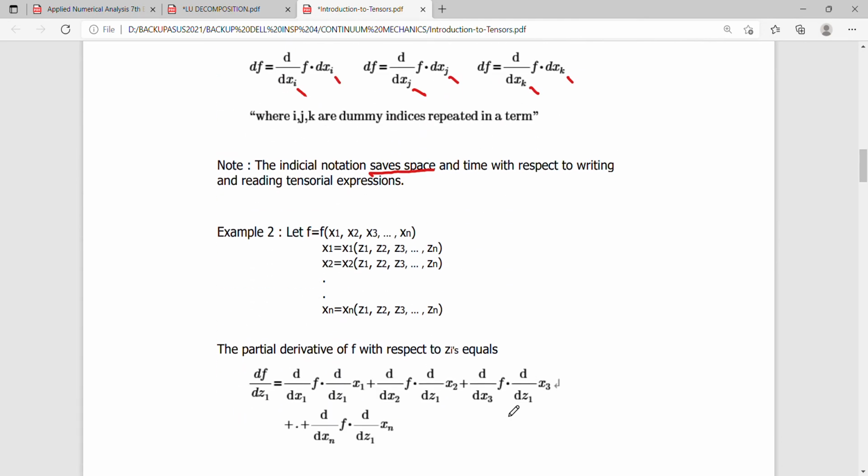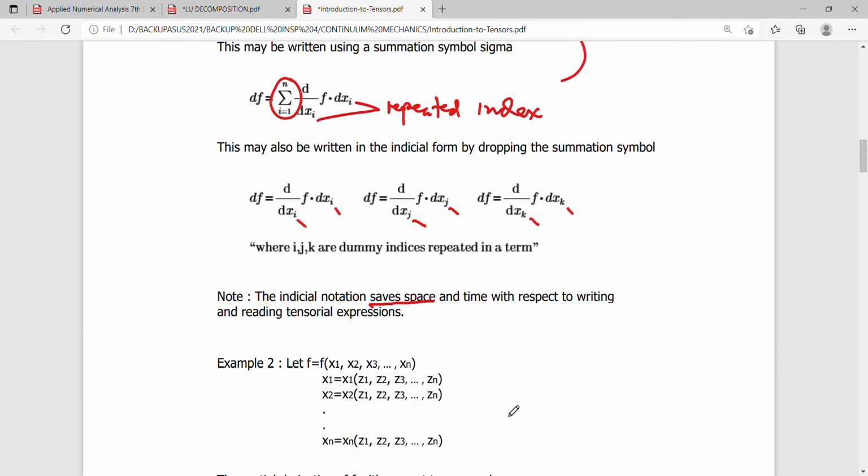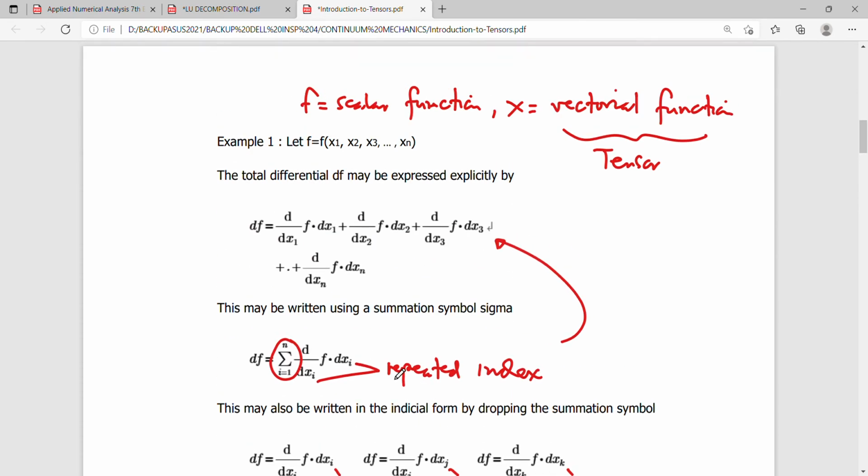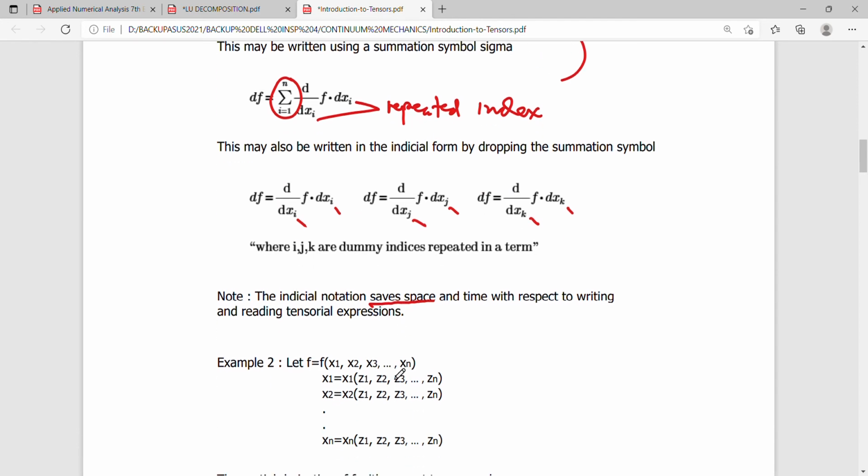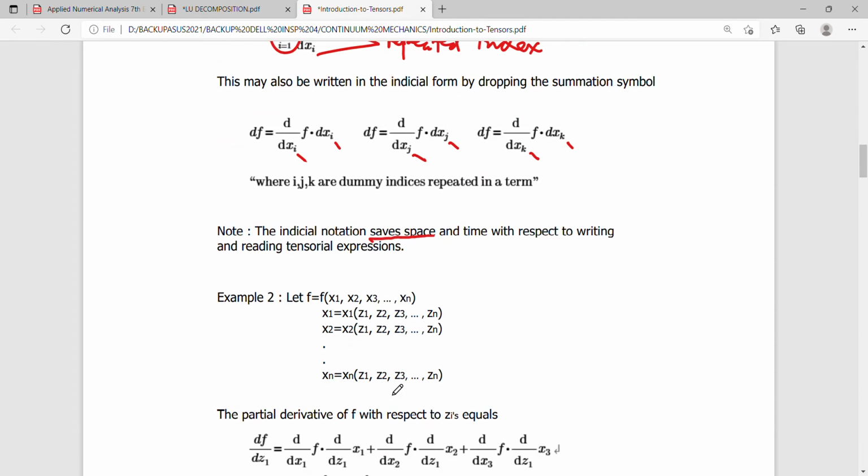Okay, so let's have another example here. Let's expand now. The scalar function f is a function of the vector function x1, x2, x3. Okay, so x1 and x2 are vectorial functions of z. Okay, so we just extended it into a more chained or nested functional, okay, a function of a function.